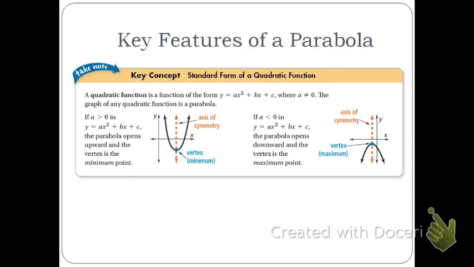The one key feature is that all parabolas are symmetrical. That means the same on both sides across what we call the axis of symmetry. It's this line right here. It splits the parabola in half.